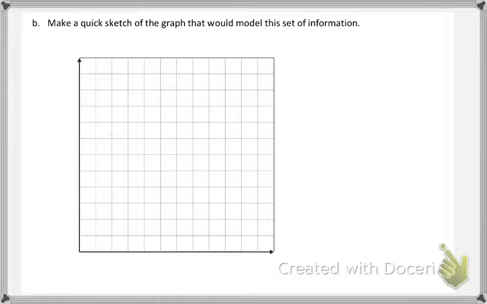Okay, so now if we want to make a sketch, let's graph X and Y and see what that graph looks like. So X represents the number of years since I bought my car. I'm going to scale by 1. 1, 2, 3, 4, 5. Years after purchase. And Y is going to represent the value of my car.